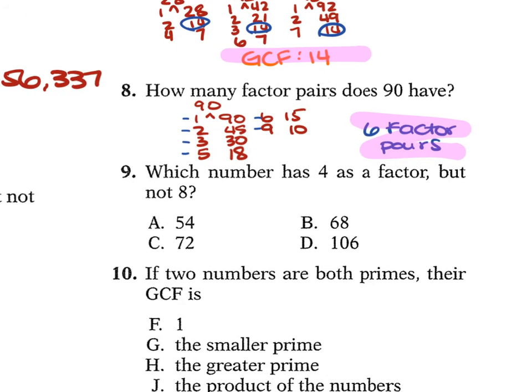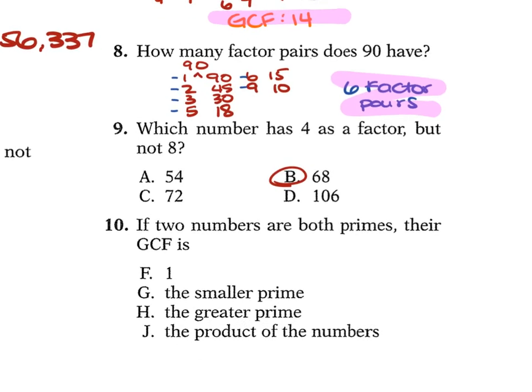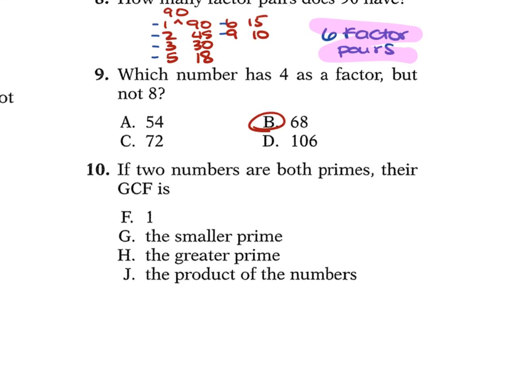For 9, it asks which number has 4 as a factor but not 8. So for A, we know 8 goes into 54, so that's not an option. For B, 68. 68 and 8 are not divisible. Does 4 go into 68 evenly, though? 68 divided by 4 is 17, so B is our answer. 10 says if 2 numbers are both primes, their greatest common factor is 1. If they're both prime, it's that number and 1. So the only common factor they're going to have is 1. So the greatest common factor is going to be 1.